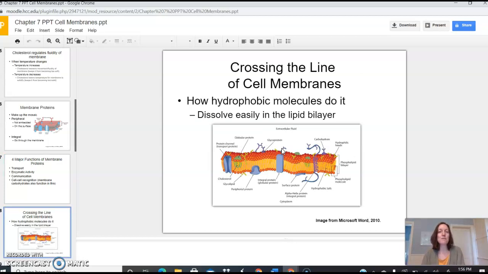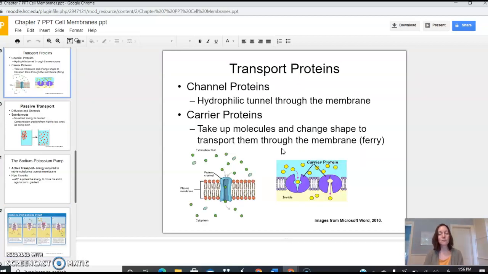Now, crossing the cell membrane is different for different types of molecules. So let's talk about that. A cell needs to get rid of waste, and it needs to take in certain substances. So how does that happen when we have this phospholipid bilayer and all these proteins? Well, hydrophobic molecules, those are nonpolar covalently bonded molecules, fatty things, they can dissolve easily in the lipid bilayer. So they can get in between the phosphate heads and travel through that bilayer. Certainly that's very easy for small molecules.